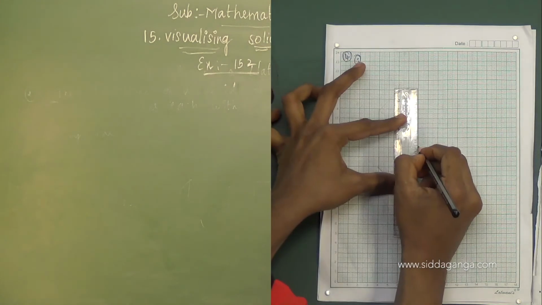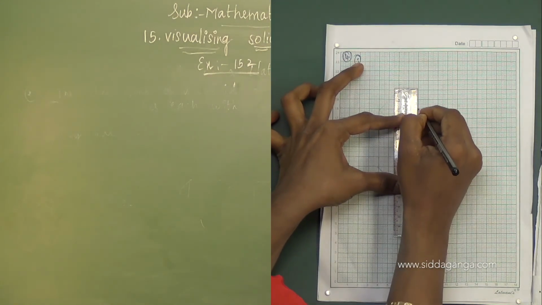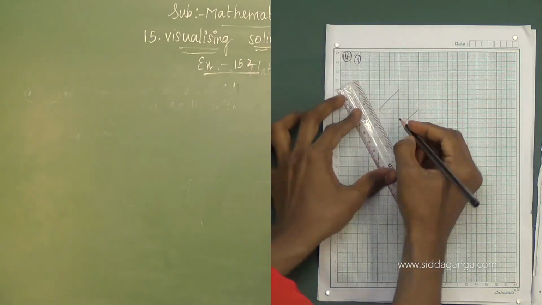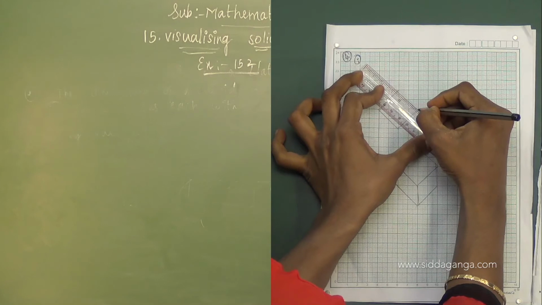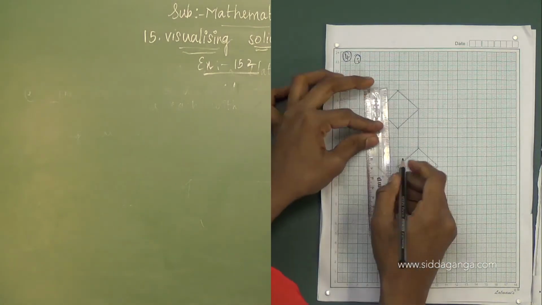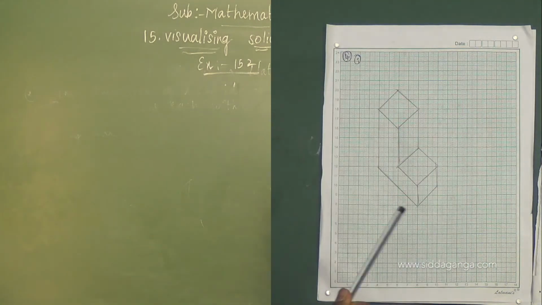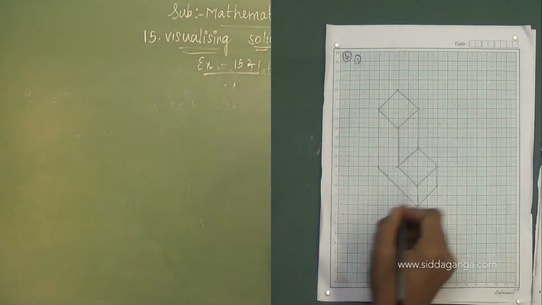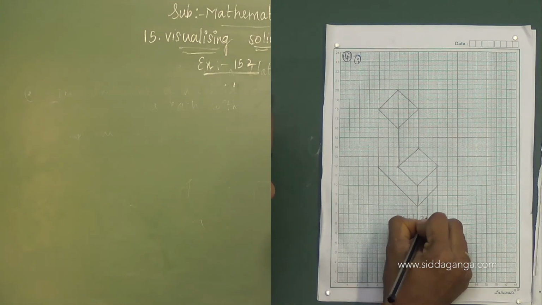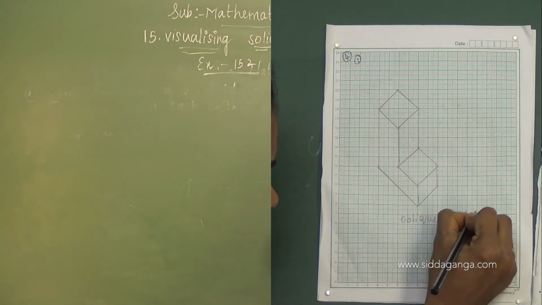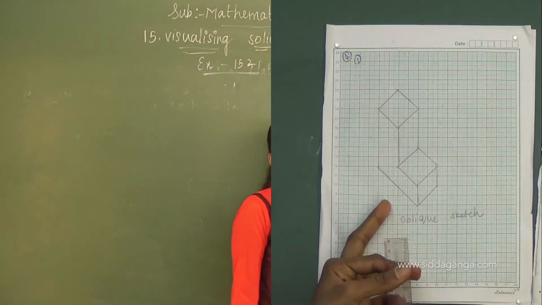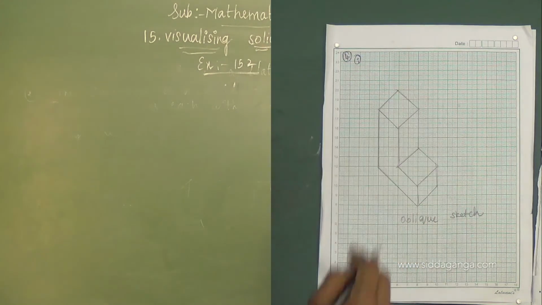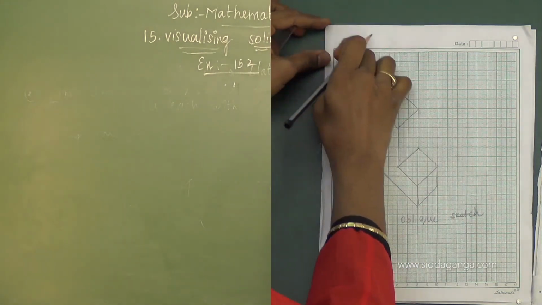Correct? And then here height they have taken as 4. Here 2. Here also 2. Correct? This one will be the oblique sketch for the given isometric sketch. And then second one.